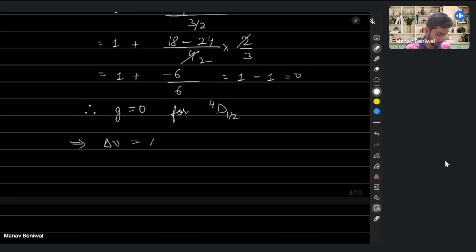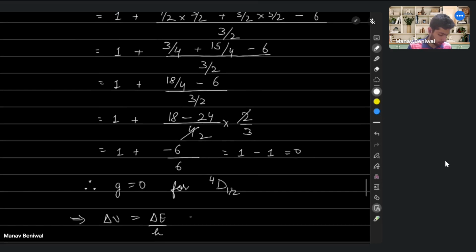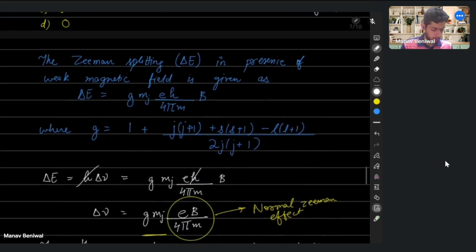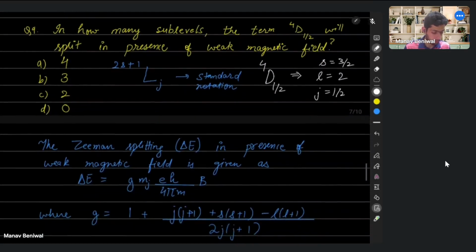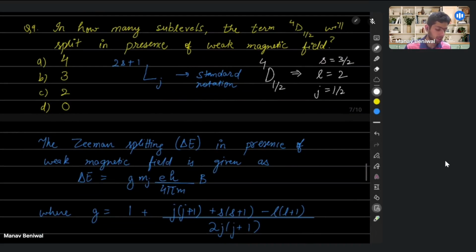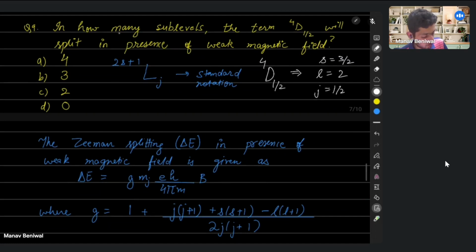delta nu, which is nothing but delta E by h, this will be 0. Okay, and this implies no splitting. No splitting. Okay, so the question asks in how many sublevels. So we want to tell them how many sublevels the term will split in presence of magnetic field. So the answer is 0.